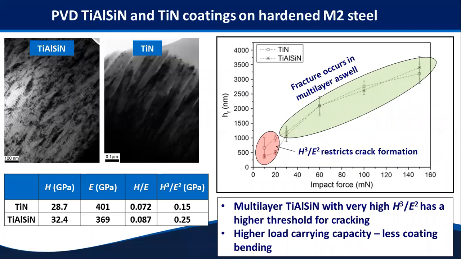You can see something similar here. In this case, this is contrasting a nanolaminate titanium aluminium silicon nitride system with a monolayered titanium nitride system, which is more columnar. And you can see we've looked at impact tests over quite a wide range of different impact forces. This is the final depth in the test. At low load, you can see a really large advantage of having this enhanced H cubed over E squared in the material resisting this crack formation. Above a certain threshold, you're getting fracture in both systems. But nevertheless, it's providing a lot of advantages in this system.